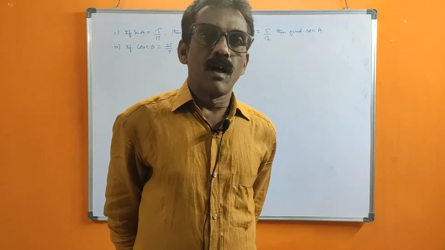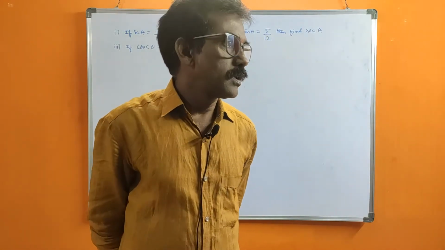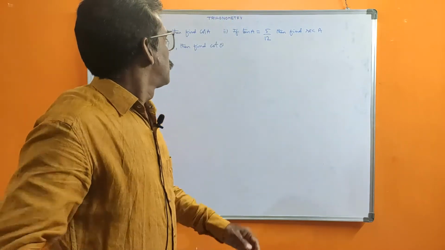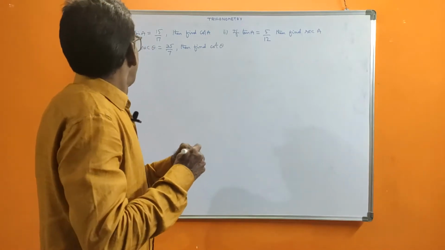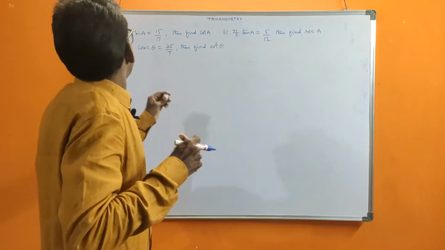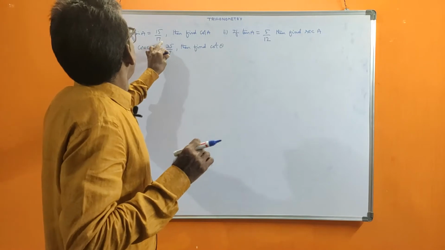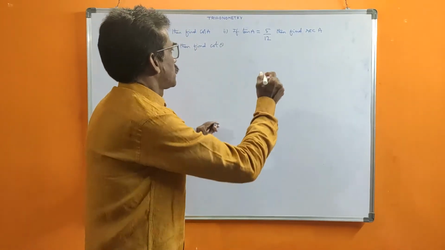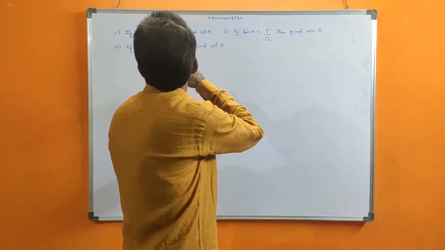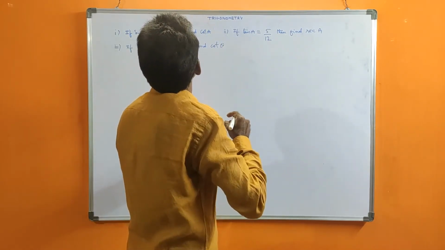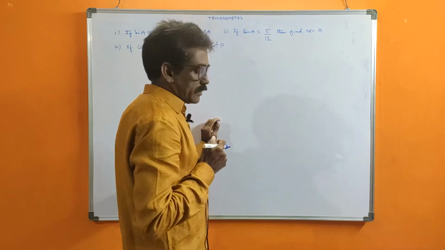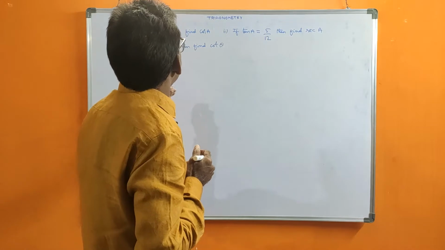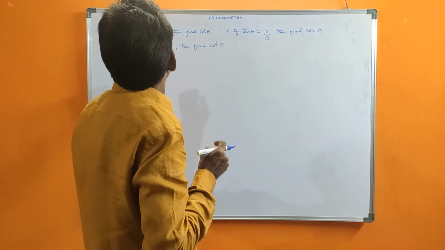In this video, I want to explain some more problems related to trigonometric angles. Now, the first problem is: if sin A is equal to 15 by 17, then find cos A. These types of problems I already discussed in the beginning videos.